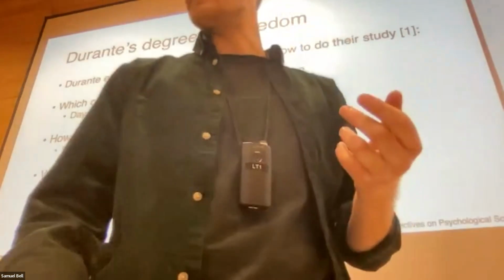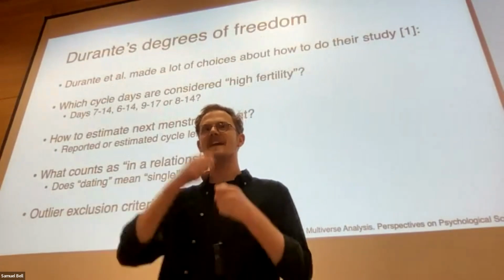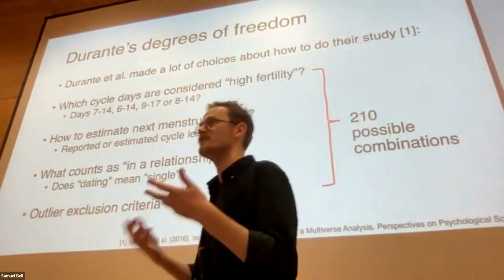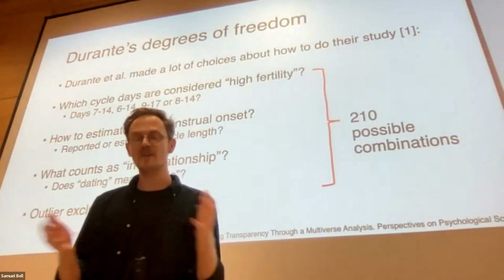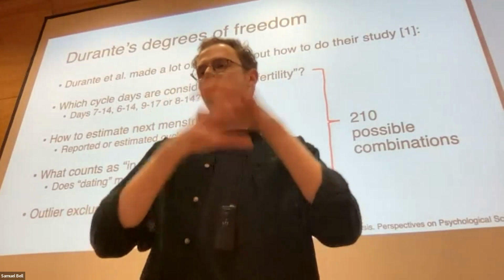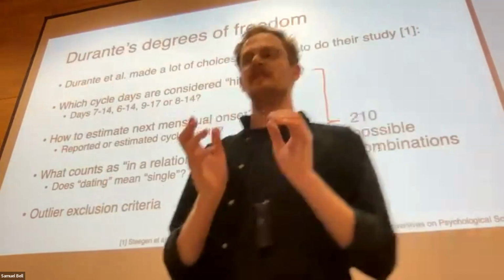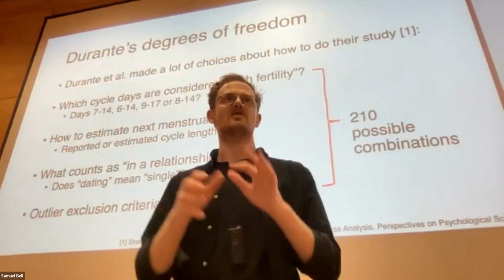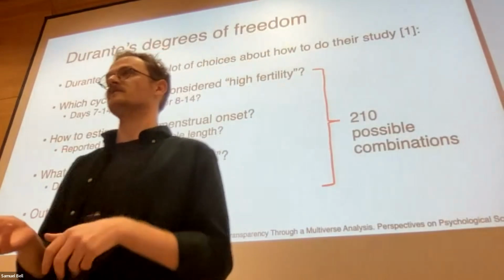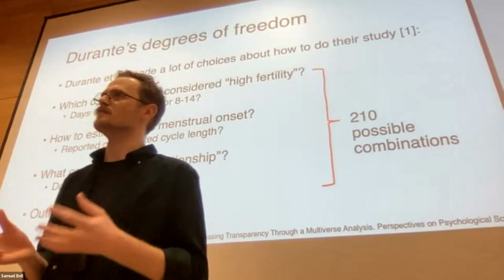So in Simmons and Steegen's analysis, they go through all of the different choices that Durante makes, and they count up all the different possible combinations, and they realize there were 210 different ways you could have done this study. And that's really important, right? Because if you think about Durante doing this study, they pick one definition of cycle days to be considered high fertility and one definition of relationship status. But they could have just as easily chosen a different set of decisions. And if they do that, what would happen? And that's the essence of the multiverse analysis.